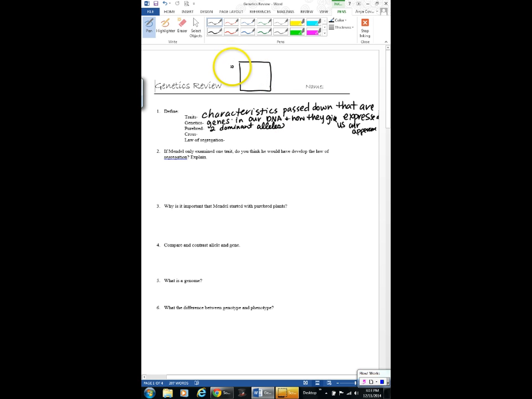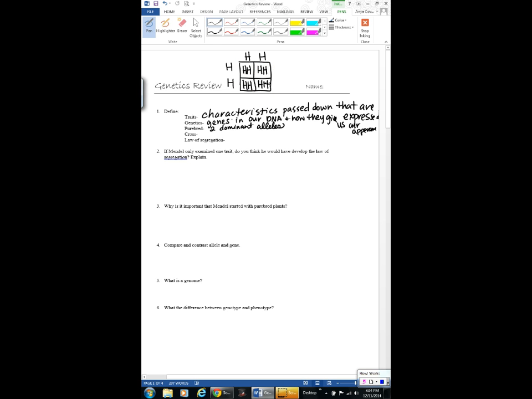So if I cross a homozygous dominant with another homozygous dominant, I am for sure that all of my offspring, 100%, are going to have the same traits. And they will all be dominant, and we won't have to worry about any recessive genes coming out.